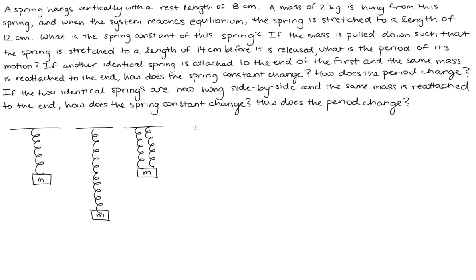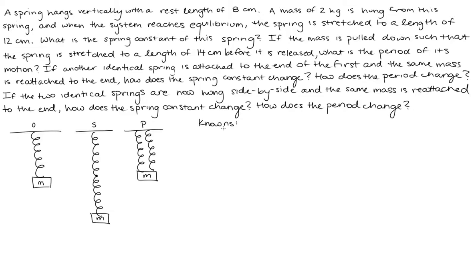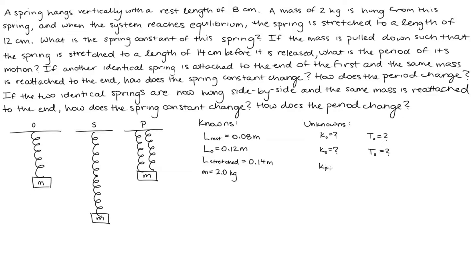Our known quantities are L rest, 0.08 meters, L naught, 0.12 meters, L stretched, 0.14 meters, and the mass, which is 2.0 kilograms. Our unknown quantities are the spring constant of the original spring, the period of the original spring, the spring constant of the two springs in series, and the period of the two springs in series, the spring constant of the two springs in parallel, and the period of the two springs in parallel.